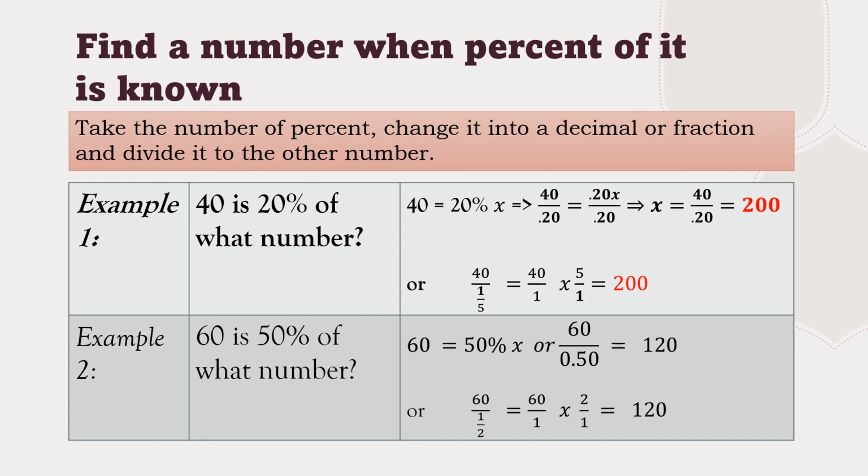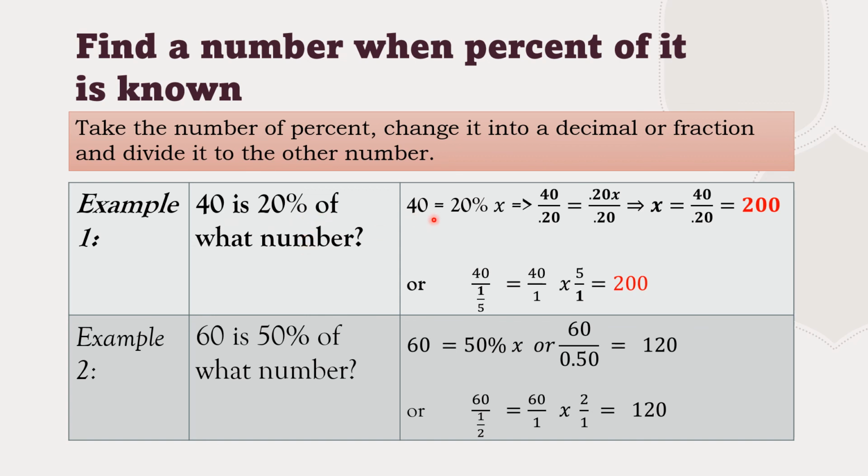Finding a number when a percent of it is known. So what are you going to do? Take the percent, change it into a decimal or fraction, and divide it into the other number. So now we have here the first example: 40 is 20% of what number?